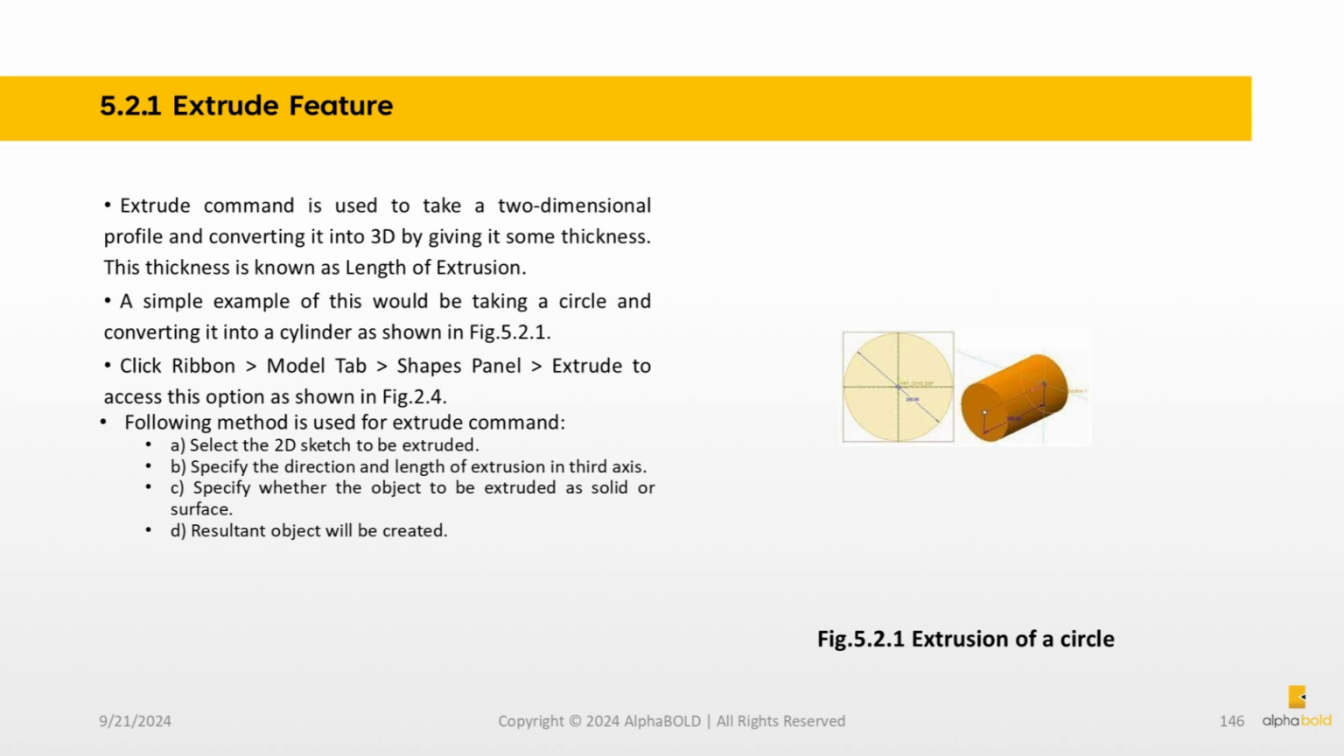The following method is used for Extrude command. A. Select the 2D sketch to be extruded. B. Specify the direction and length of extrusion in 3rd axis. C. Specify whether the object to be extruded as solid or surface. D. Resultant object will be created.